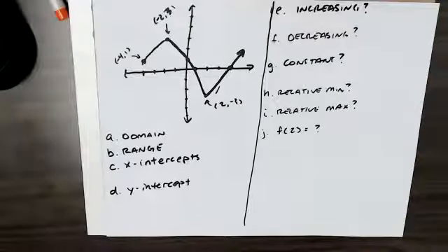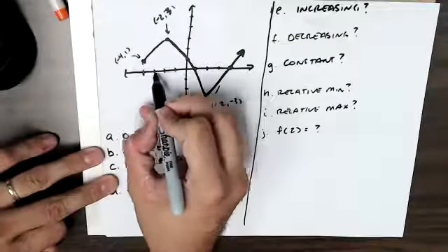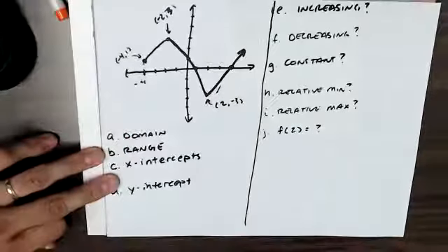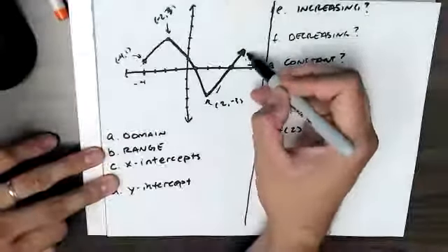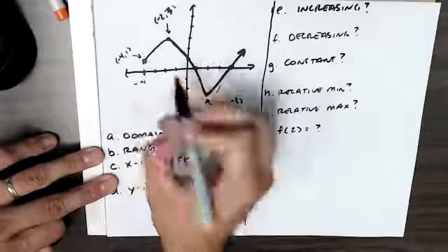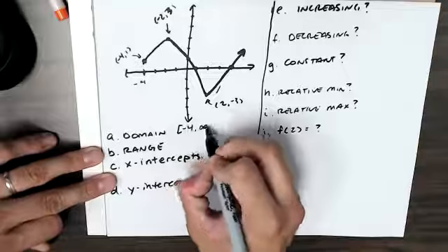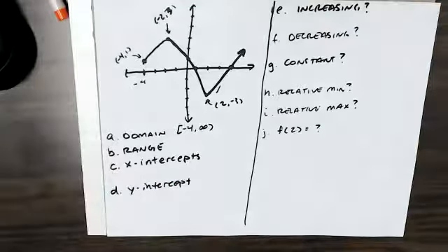Okay, so I'm going to start working through this. If you're still working, that's fine. But let's look at the domain. I can tell you right now, this domain doesn't go forever to the left. It stops right here at 1, 2, 3, 4, right? Negative 4. And then it goes forever to the right because we're going up and to the right. Now I have to include the negative 4 because it's a closed circle. So negative 4 to infinity, boom. That's my domain, right?